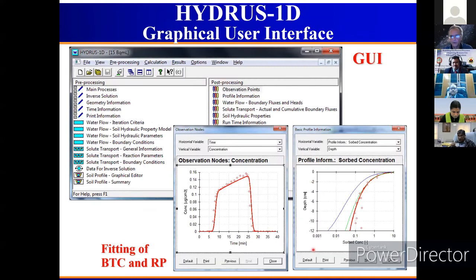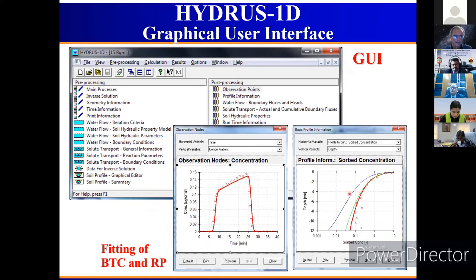Both models are supported by sophisticated Windows-based graphical user interfaces, which makes the model relatively easy to use. So on this slide, you can see the graphical interface for HYDRUS 1D and the simple applications of the model to simulate the breakthrough curves and concentration profiles of nanoparticles, which was done in some laboratory experiment.